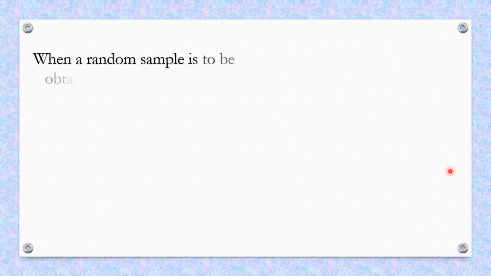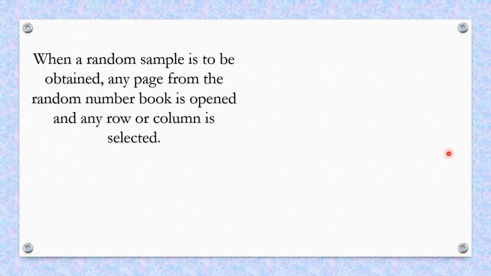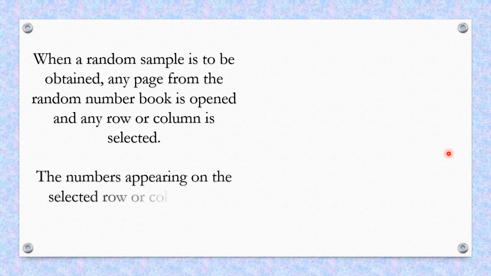When a random sample is to be obtained, any page from the random number book is opened, and any row horizontally or any column vertically is selected. In a random number book, each page is filled with rows and columns of random numbers. Whenever we want to take a sample, we can randomly open any page of the book, select any column or row, and from that, select numbers depending on our population size and the number of samples we want to take.